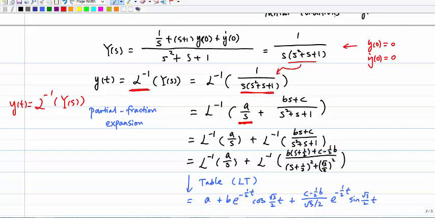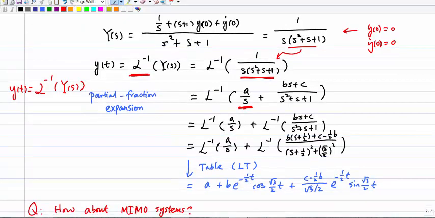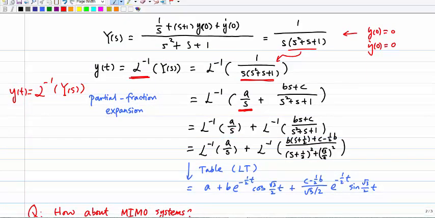For the first one, we already know what it is by using the table. We know what A over s means. Of course, I still need to figure out what A, B and C are. The idea to figure out A, B and C is you set A over s plus (Bs plus C) over s squared plus s plus 1 equal to 1 over s times (s squared plus s plus 1), because that has to be equal to this one. You want to compute A, B and C.